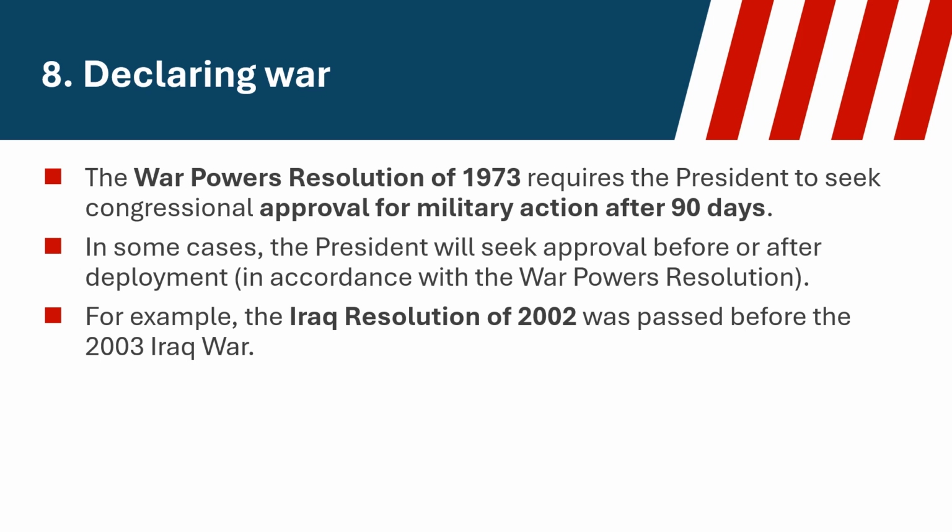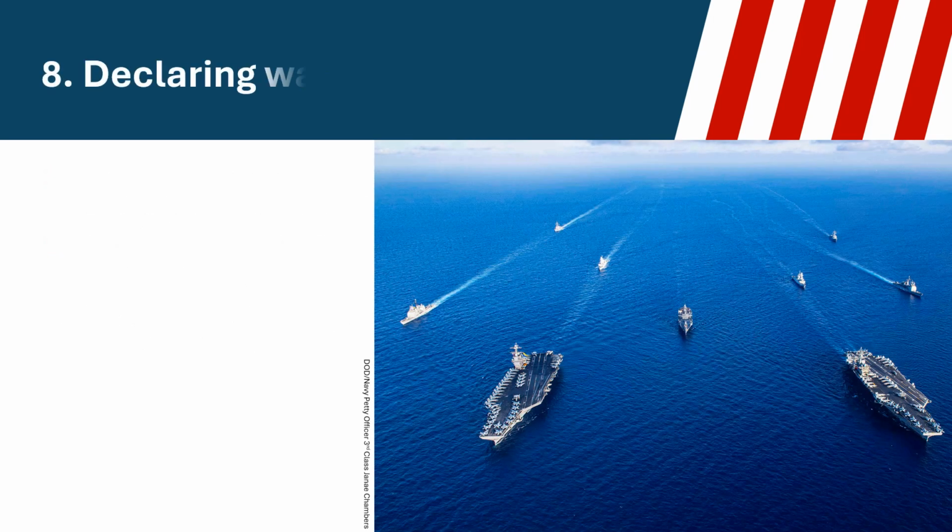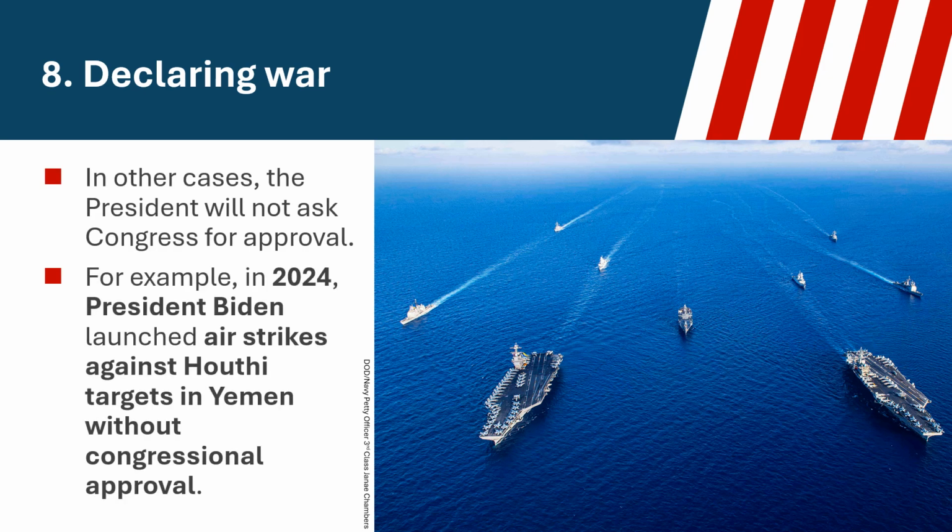In some cases, the President will seek approval before or after deployment, in accordance with the War Powers Resolution. For example, the Iraq Resolution of 2002 was passed before the 2003 Iraq War. In other cases, the President will not ask Congress for approval. For example, in 2024, President Biden launched airstrikes against Houthi targets in Yemen without congressional approval.